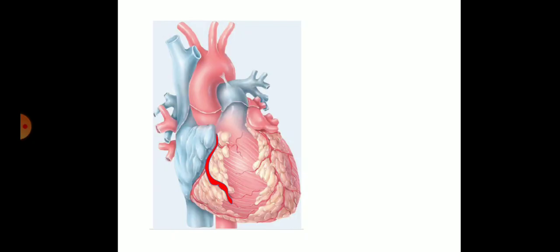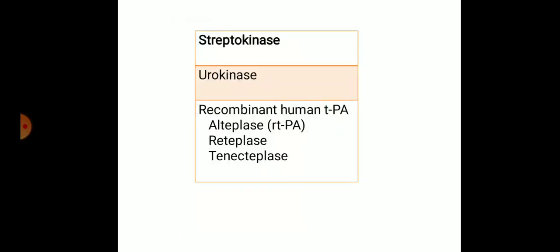So you can see this figure. This is a normal epicardial blood vessel. And when there is a block, you can see there is a thrombus, and there will be an ischemia in the area supplied by that blood vessel. So when the fibrinolytic drug is given, it will dissolve that clot and recanalize that blood vessel, and the ischemia is resolved.